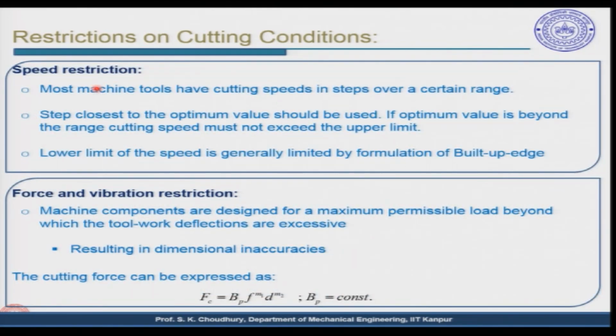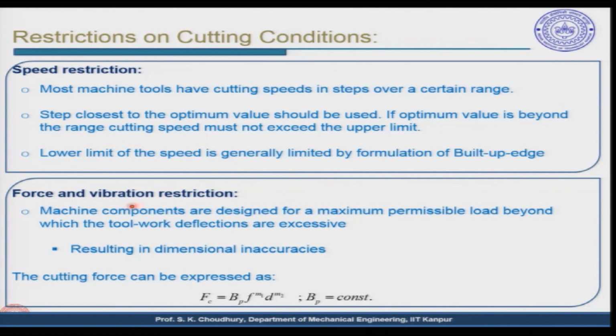Similarly, we will have the speed restriction, because most of the machine tools will have a maximum speed and a minimum speed. You cannot go beyond maximum speed, because this is not allowed by the machine. Minimum speed is limited by, let us say, built up edge formation. If the V optimum that you calculated is more than the V maximum, then you have to reduce it. If it is less than V minimum, you have to increase that. So, you have to adjust these values to get the right kind of fabrication.